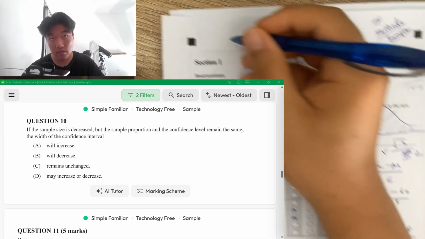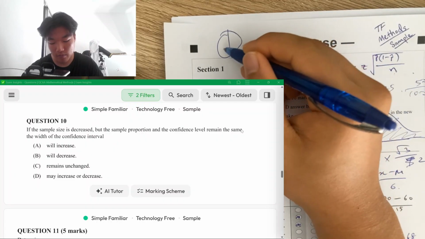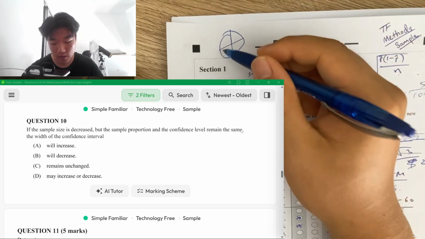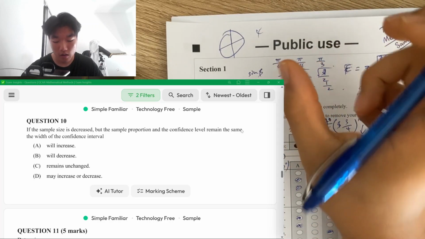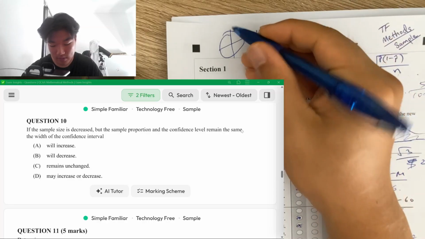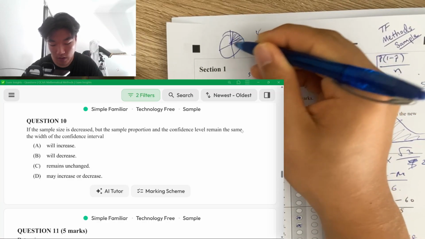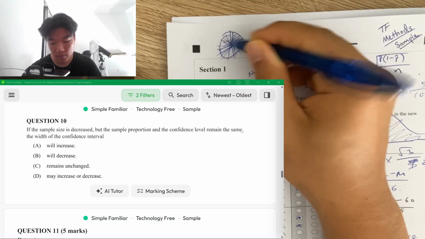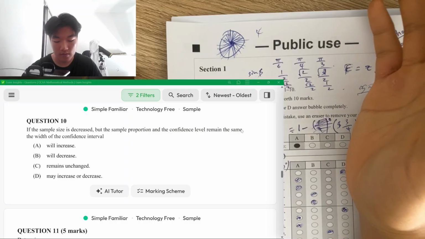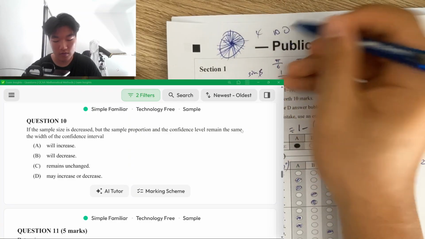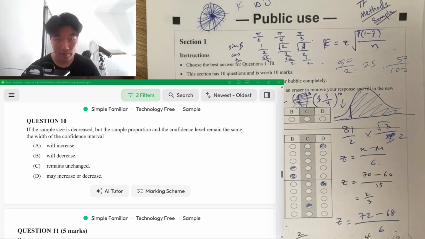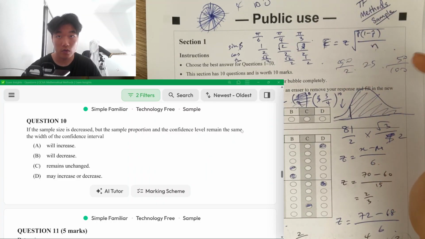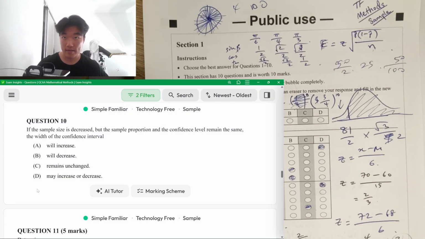If I have a cake and I divide it into 4 pieces, I cut it twice and get 4 pieces. But if I cut it into very small pieces, the amount I'm dividing it by changes a lot and I get many pieces, let's just say 100. So it's more. So the width, the margin of error of the confidence interval, will increase. So it's A.